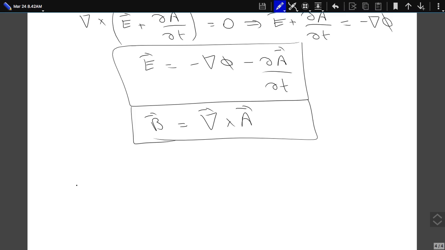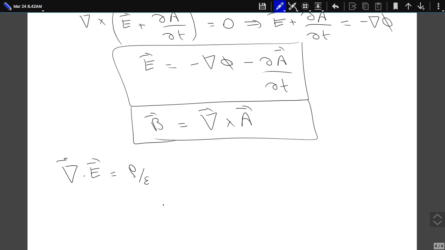So what do we know? We already used the fact that the curl of E is equal to minus del B by del t. The other equation involving the position derivatives of E is Gauss's law. The divergence of E should be equal to rho over epsilon naught.